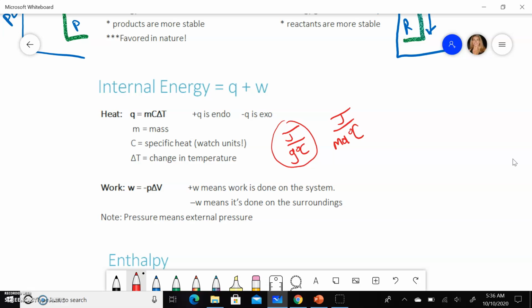For example, water takes a lot of energy to make it increase its temperature, but a metal like a frying pan will increase its temperature really easily. So the specific heat is a measure of how easily it changes its temperature.